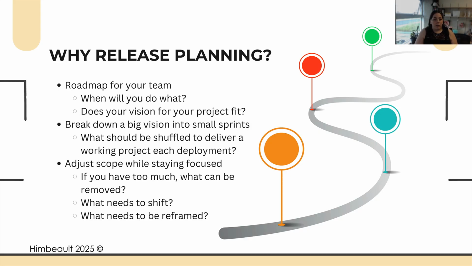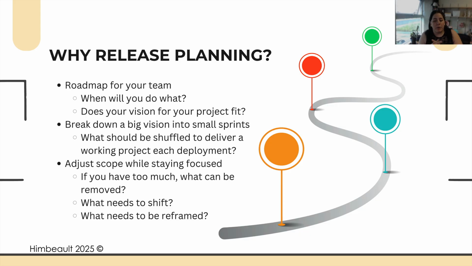So the roadmap for our team really does talk about when we will do what, right? Does our vision for our project actually fit into the time frame that we're talking about? It also allows us to decide what should be shuffled to deliver a working project within each deployment. So that idea of breaking that vision down into smaller sprints means that we can look at it and say, at the end of this phase, how much can we deliver, and does this constitute a working project at each step along the way?